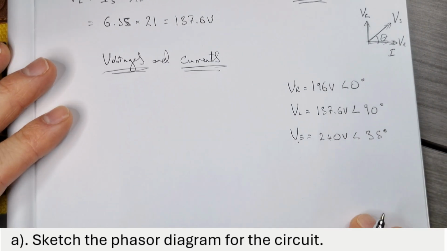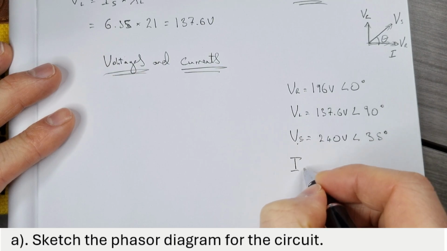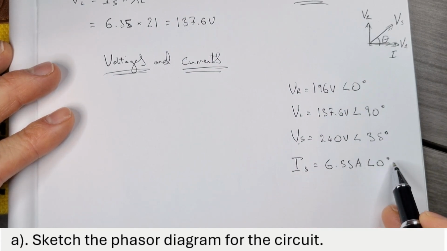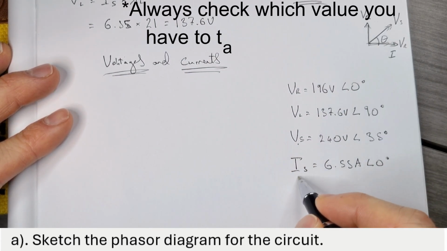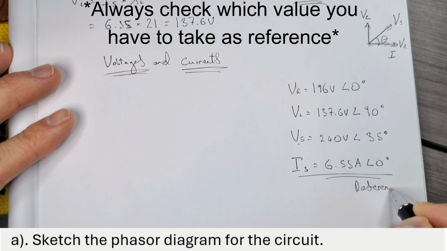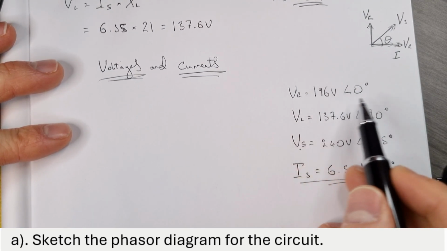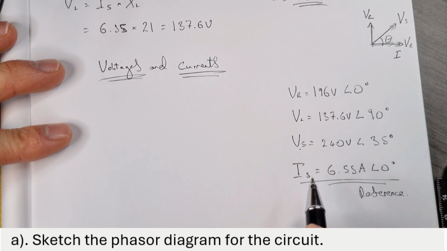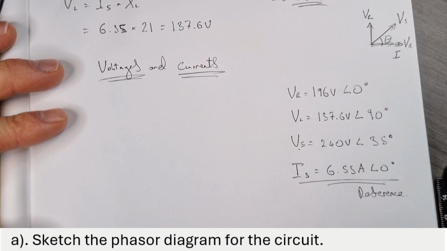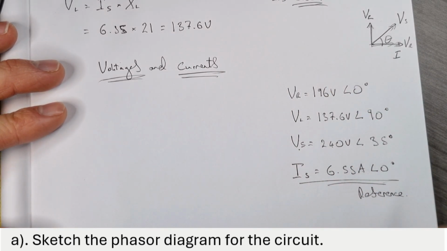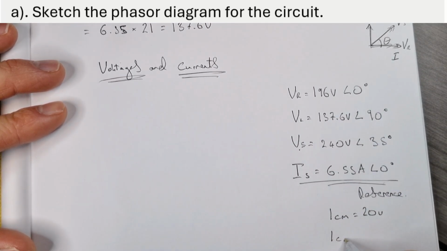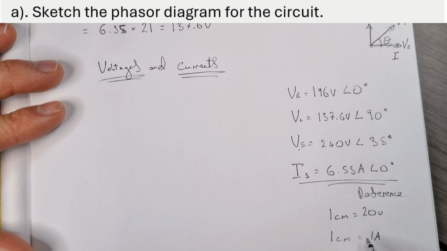And finally, the last phasor that I need to draw here is my supply current, which is going to be 6.55 amps, and that is going to be at 0 degrees. The reason the supply current is at 0 is because we're taking the supply current as reference in this case. To draw my phasor diagram, I'm going to have to draw all these phasors, these vectors effectively, to scale. That means I need to pick something that I can fit on the page that's going to make sense. In the book, I've gone with a scale of 1 centimeter equals 20 volts, and 1 centimeter equals 1 amp. So the two scales, one for voltage and one for current.